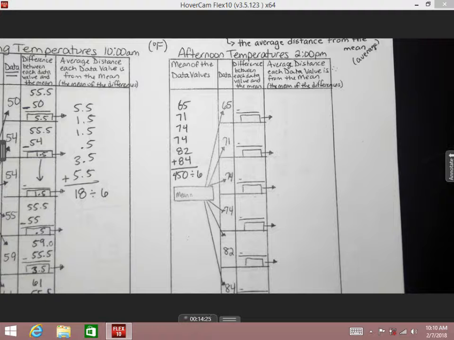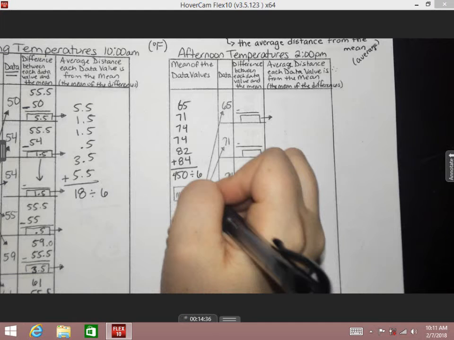You didn't do it wrong. You just yelled out the wrong number. Okay, so we're dividing by 6. All right, so good job, Peyton. Thank you. Okay, so what do I get as my answer, Ledger? 75. Okay.